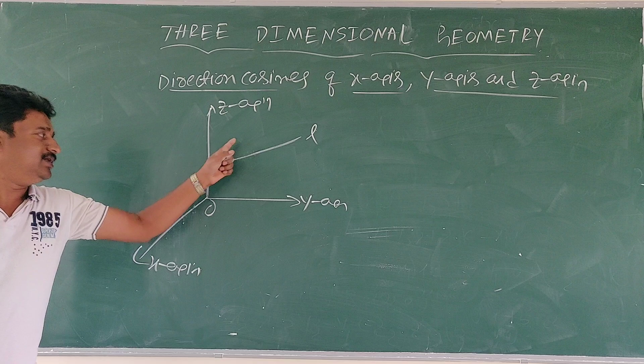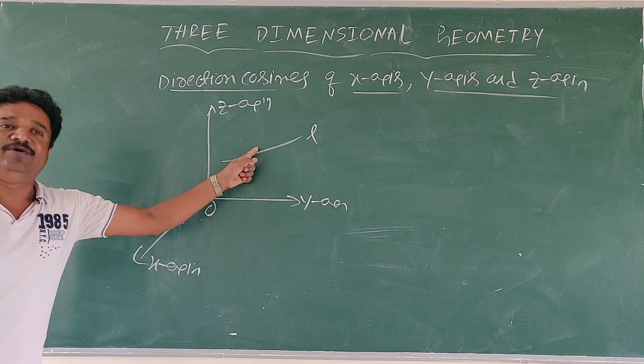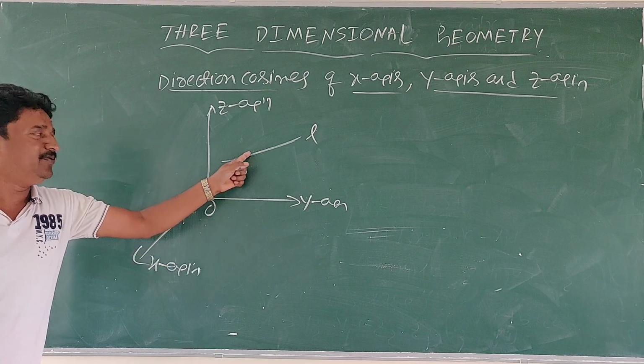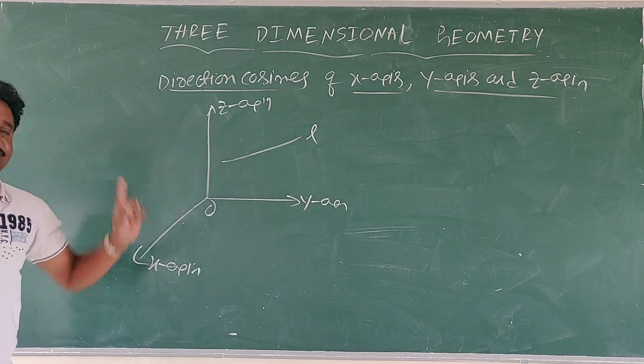You imagine x axis in the place of line. What is beta then? Angle between x axis and y axis. Gamma is the angle between x axis and z axis.